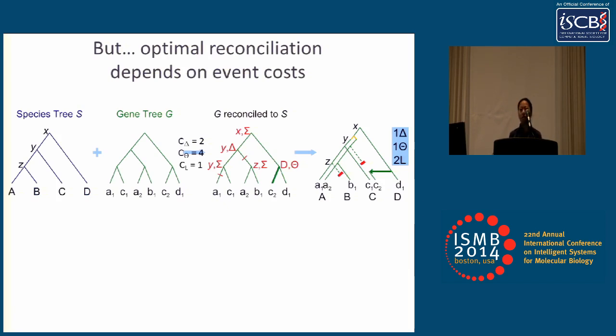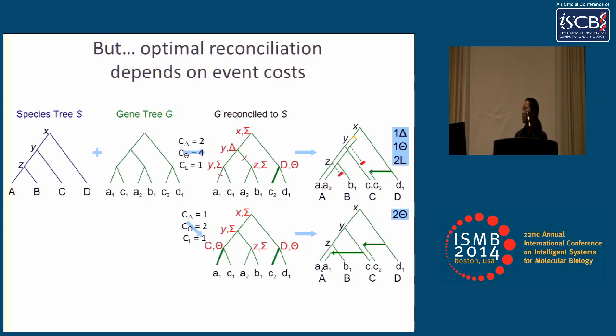So the problem is that the optimal reconciliation that we find depends on these event costs. For example, in this case, I have this species tree and gene tree, and I've given these user-defined event costs: each duplication costs 2, each transfer costs 4, and each loss costs 1. Then the best reconciliation I find might have 1 duplication, 1 transfer, and 2 losses. If I change my event costs, so now duplications are 1, transfers are 2, and losses are 1, then I might get a different reconciliation that's optimal. So here we might have 2 transfers.